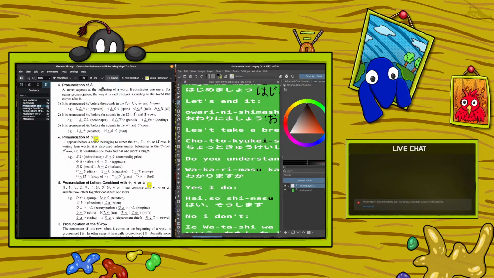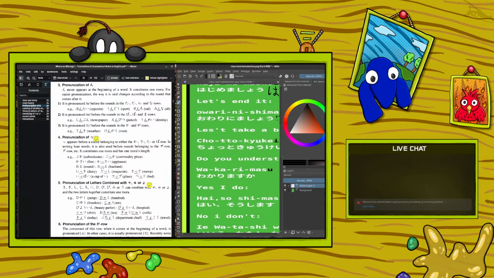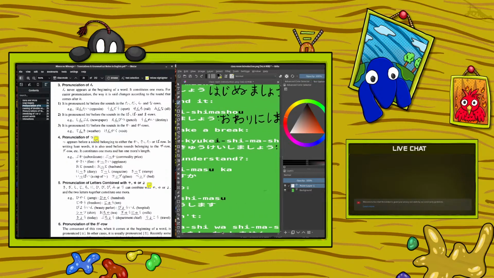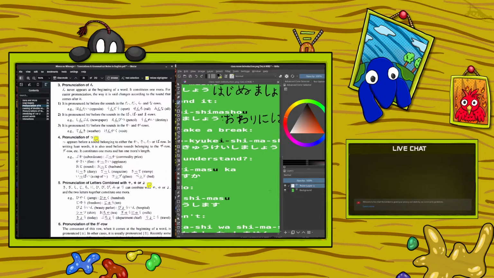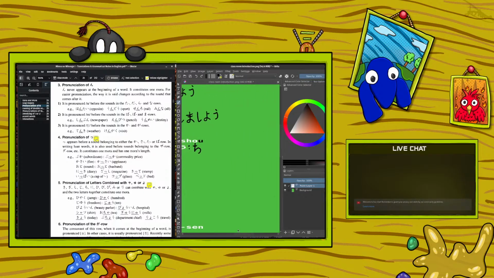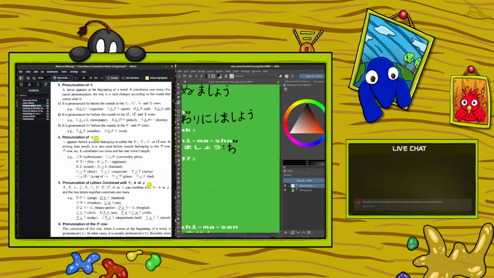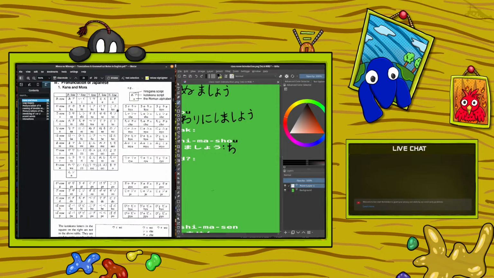So it's cho and then to. Cho to. Choto kyuke shimashou. So that's why there is a double T. Stupid tsu. So again, it's one of those things that you don't pay attention to until you double read your own yellow highlights, basically, or well, notes.